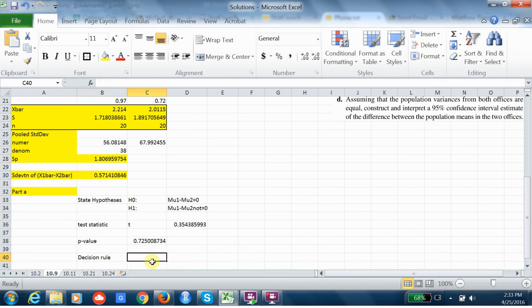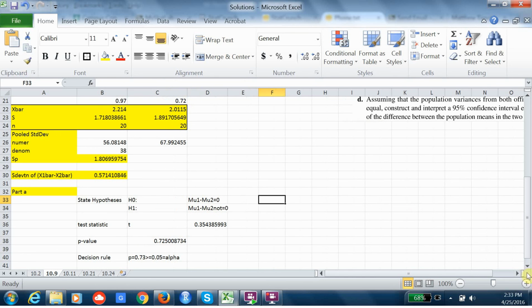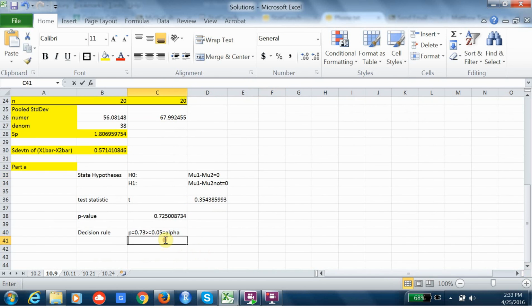Because I have that p, which is equal to, and we can round this off, it doesn't matter, it's so large, right? 0.73 is greater than or equal to 0.05, which is my alpha in this case. So I'm going to fail to reject the null hypothesis. Okay, now finally we have to state our conclusion.